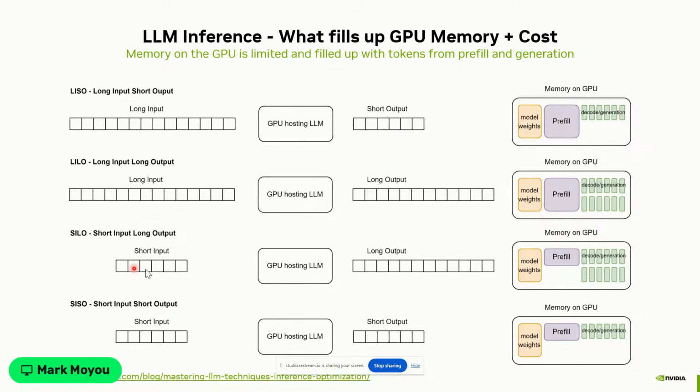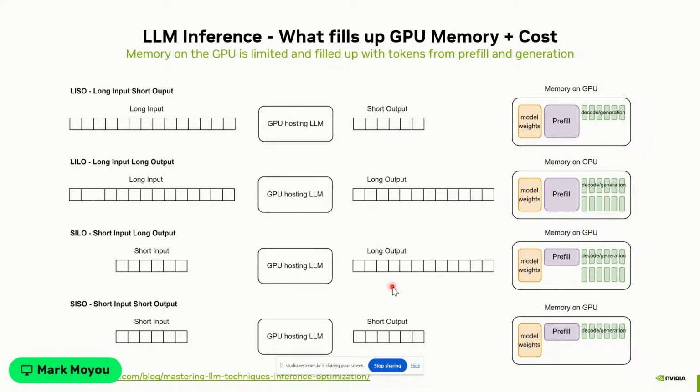And same thing here, if I pass in a short input, my prefill stage will be small, but I have a long output. I'll occupy the memory with generated tokens. This is a good segmentation for you to keep in your mind as you start to model and monitor very large deployments of GPUs with LLMs. And then lastly, this is the best one. It picks up very little space on the GPU. It can get processed very quickly.